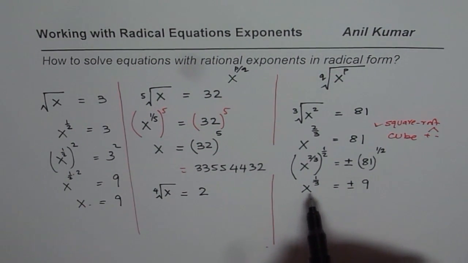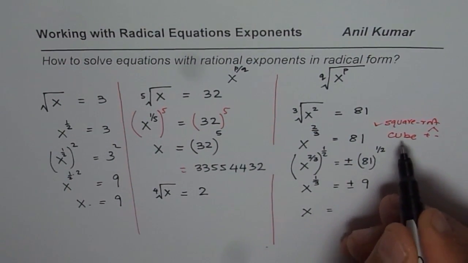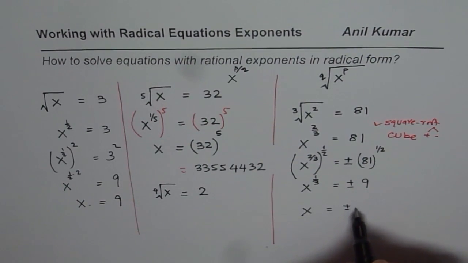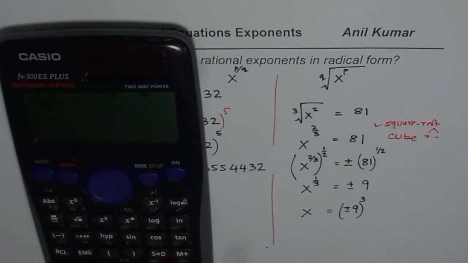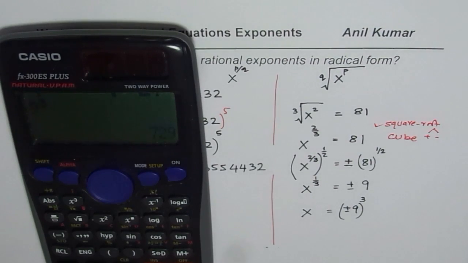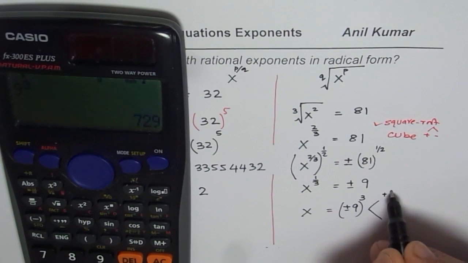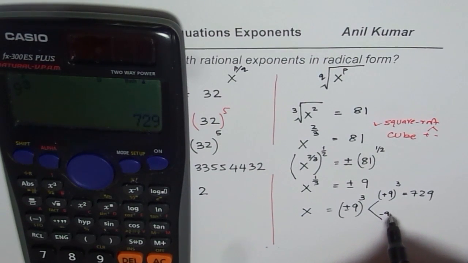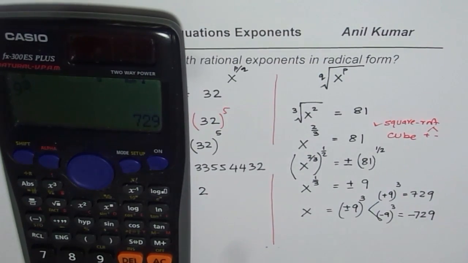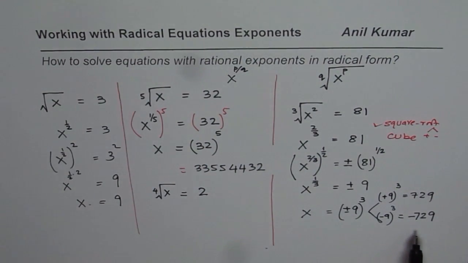Now to solve for this, it is similar to what we've been doing on this side. So x will be, we can cube now. That is the next step. So plus minus 9 cubed. Now 9 cubed is how much? 9 cubed is equal to 729. So we have two solutions here. Plus 9 cubed is 729. And if you do minus 9 cubed, what will you get? You will get minus 729. So we have two solutions in this case. And that is how we find the solutions.